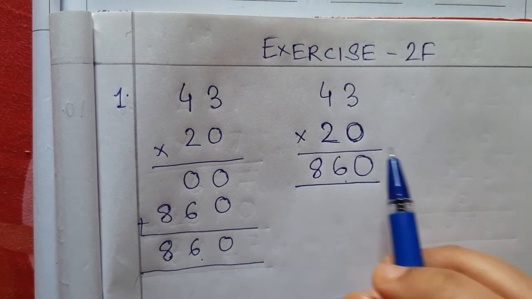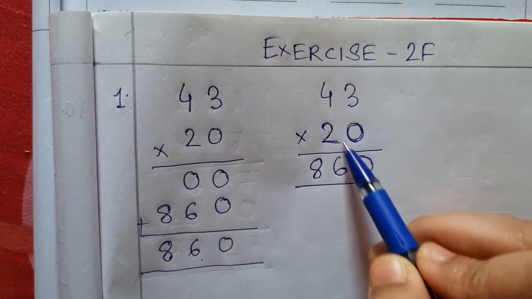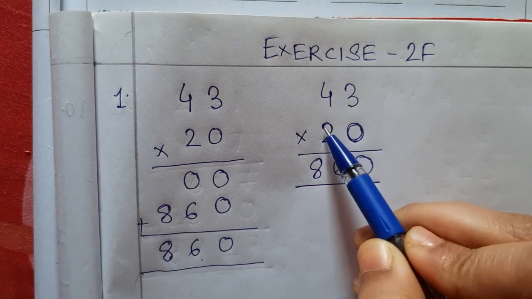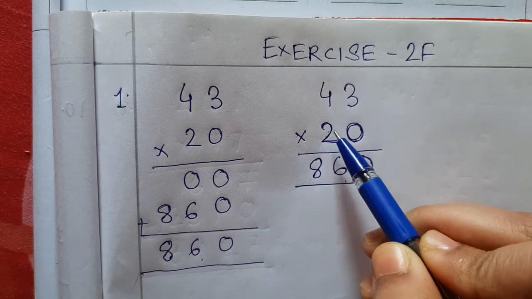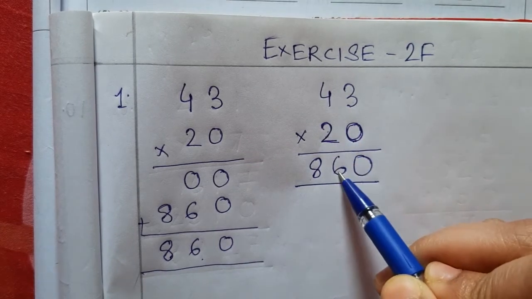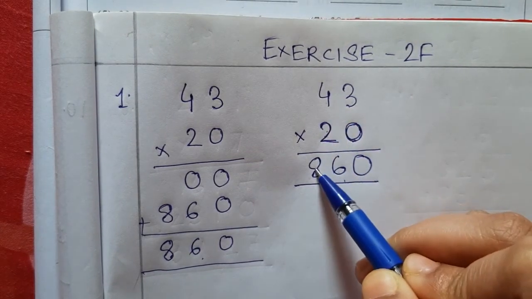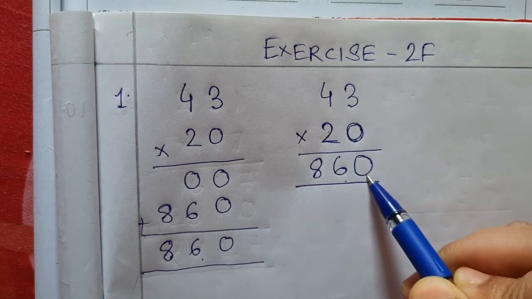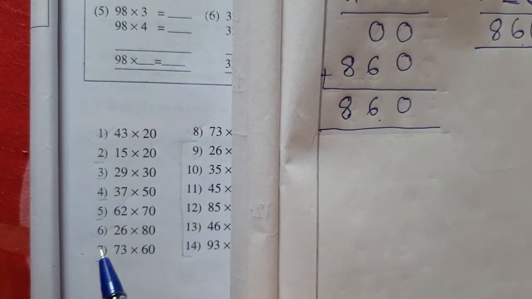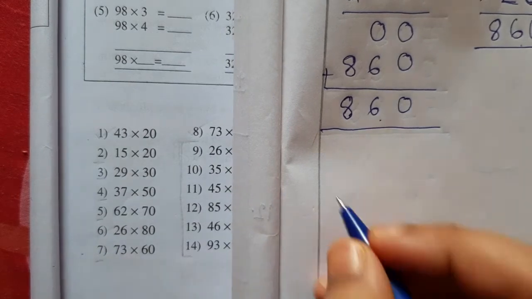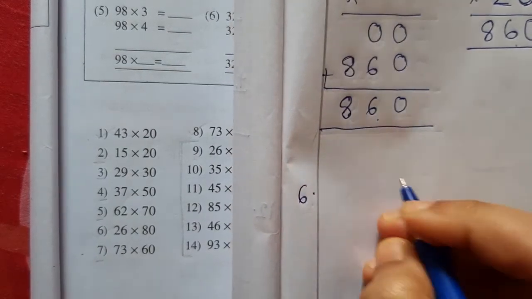What do we have to do? We have to simply forget this 0 for the time being and focus only on the number on the left side. Whatever is the number, you simply do 3 2s are 6 and 4 2s are 8 like this. And what about the 0? You simply put it here. Now let me do another to explain it better. Now let's do question number 6.